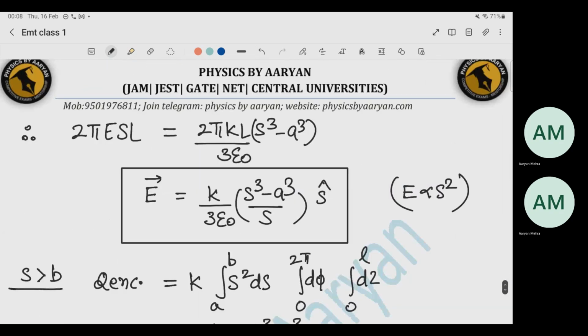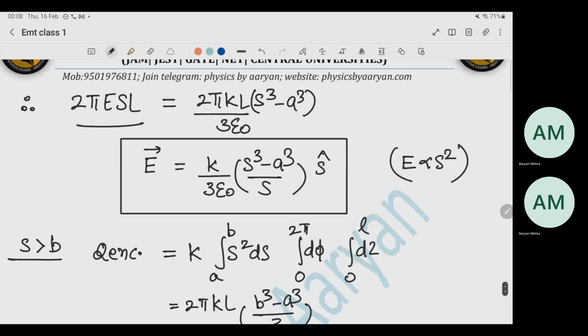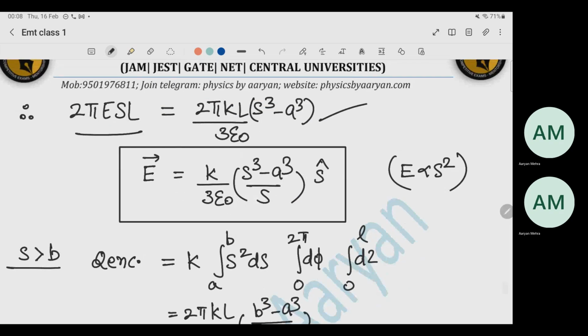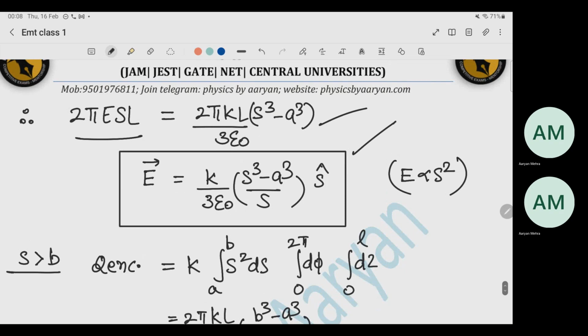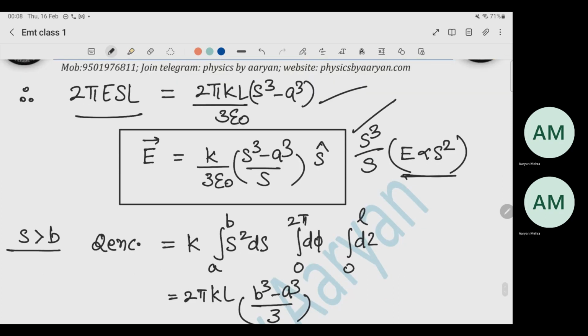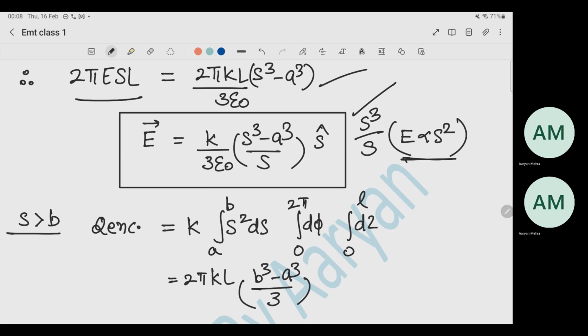So just put it in Gauss's law: 2πEsL on the left, and on the right-hand side your charge, and you will get your electric field like this. Your numerator is increasing by s³ and your denominator is s, so your electric field is increasing by s². Okay, so inside A, the electric field was 0. Between A and B, your electric field goes as s².